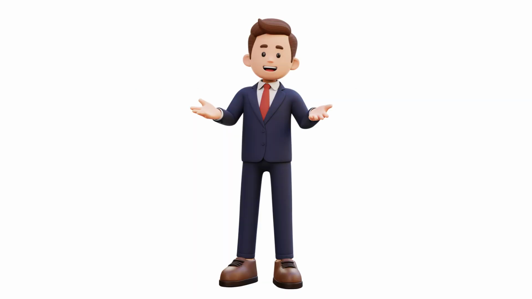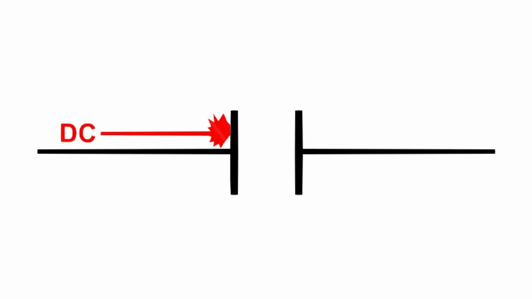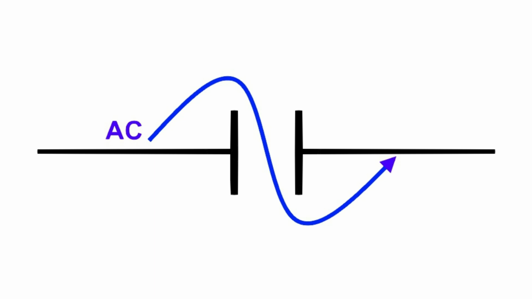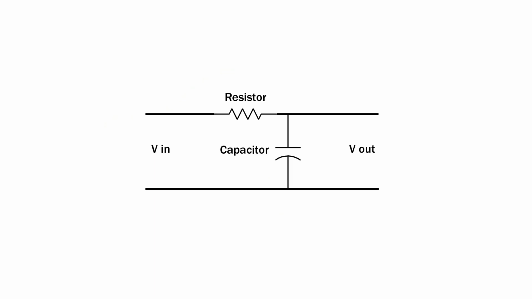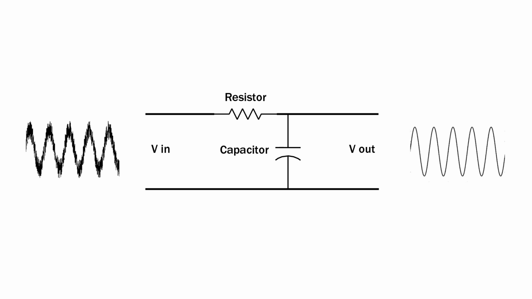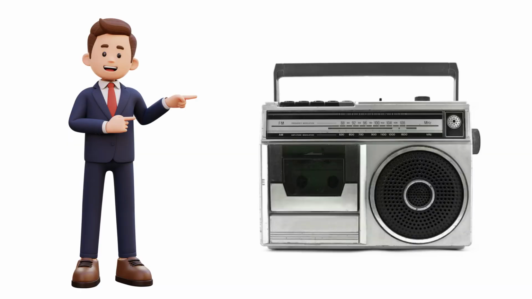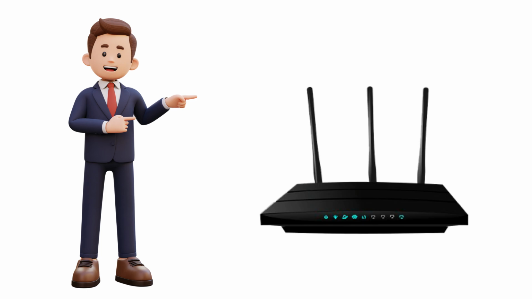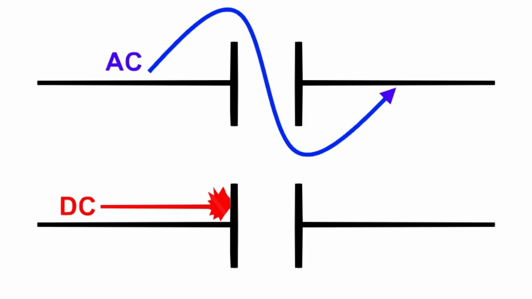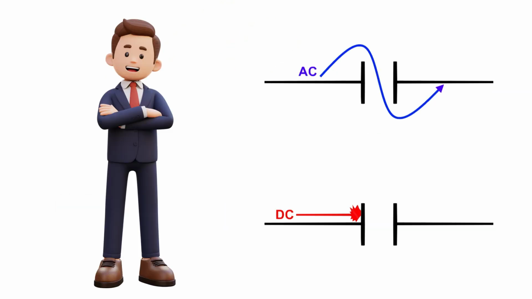Capacitors can be used for signal filtering, and here's how. A capacitor blocks DC signals, but lets AC signals pass through. When combined with resistors, it can filter out specific frequencies, like cutting out noise or shaping sound in audio systems. That's why you'll find capacitors in radios, amplifiers, and communication circuits. They let the useful signals through while blocking the unwanted ones. Capacitors are the gatekeepers of signals.